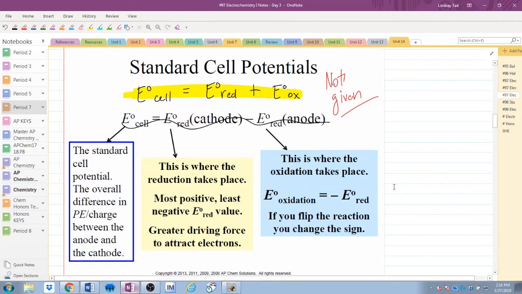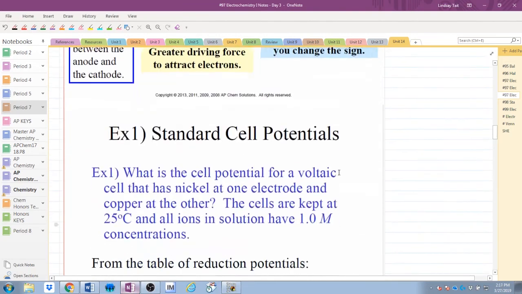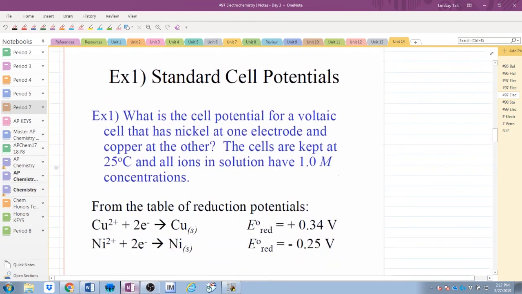Yeah? All right, so with that, let's take a look at our first example. Okay, here we go. Standard cell potentials. First of all, it asks us for the cell potential. Cell potential is represented by that symbol, E subscript cell. Then it tells us that we have a voltaic cell.